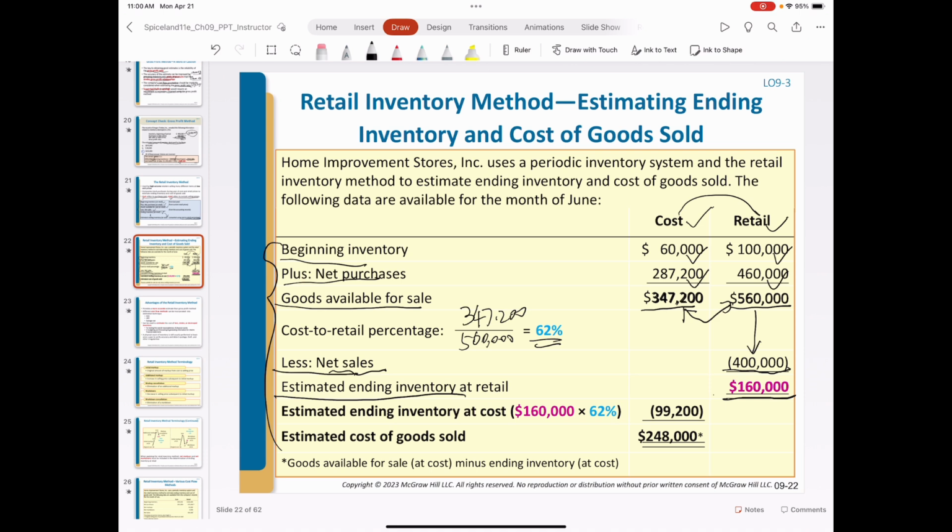At this step, we have the ending balance of inventory, but that's the retail value. We need to convert it to cost. Then we just multiply by this cost to retail percentage. We convert $160,000 to $99,200. So this is actually the ending balance of inventory. If we subtract it from goods available for sale at cost, we can have the cost of goods sold. So with these methods we can determine both the cost of goods sold and the ending balance of inventory.